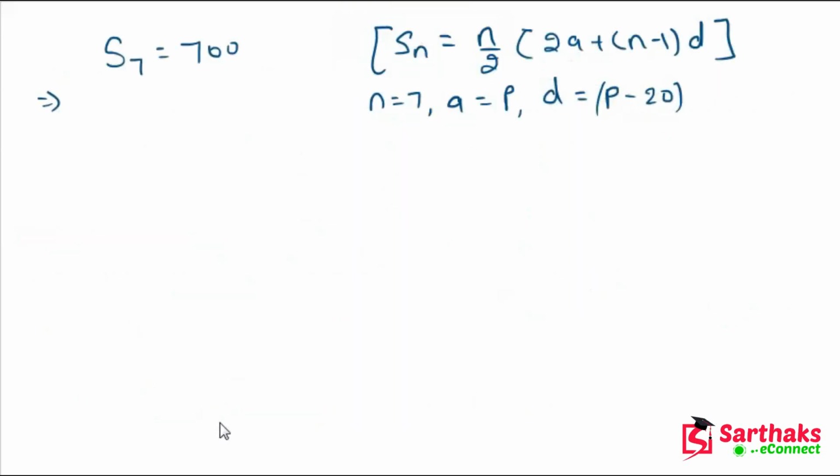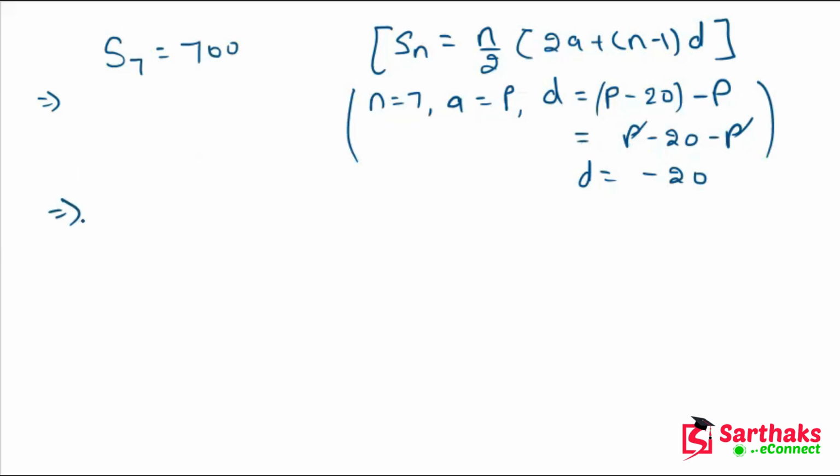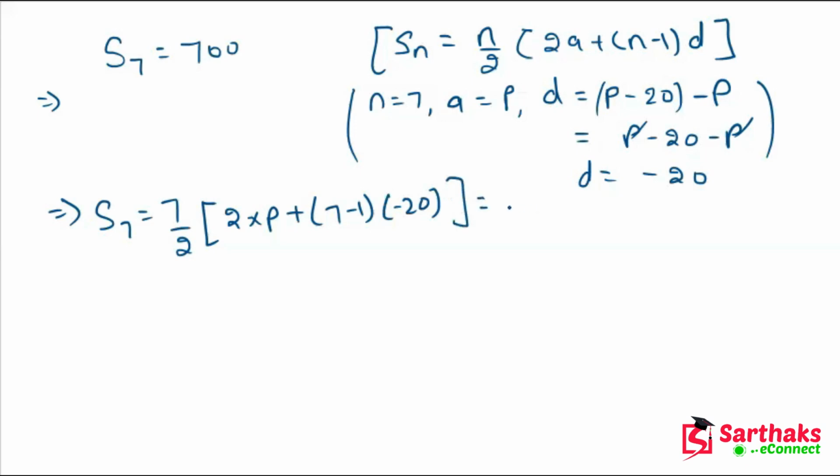minus p. p minus 20 minus p, and the p is cancelled. Now we get minus 20, so D is minus 20. Now we use S7 is equal to 7 upon 2 into 2 into p plus 7 minus 1 into D, where D is minus 20, which is equal to 700. I hope you get this point.